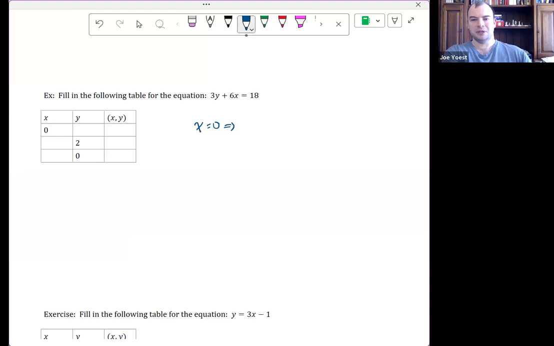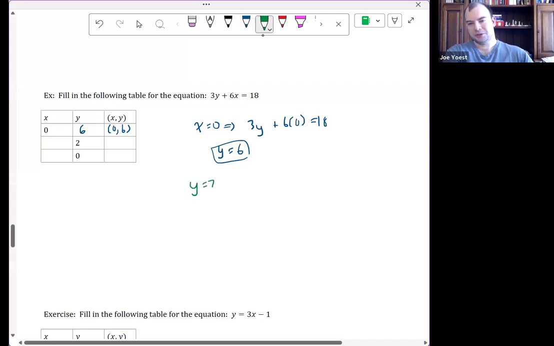So when x equals 0, what does y have to be? We have 3y plus 6 times 0 equals 18. 3y equals 18. Y has to be 6. So x equals 0, y equals 6 is associated with the ordered pair 0, comma 6. Again, we can imagine going and plotting 0, comma 6 as a point on a graph.